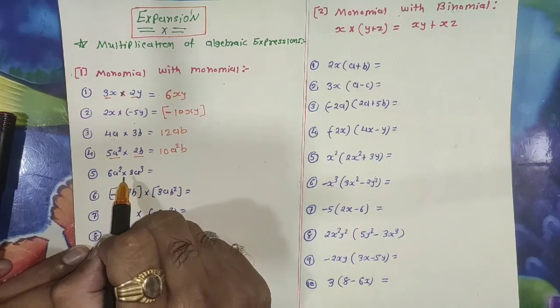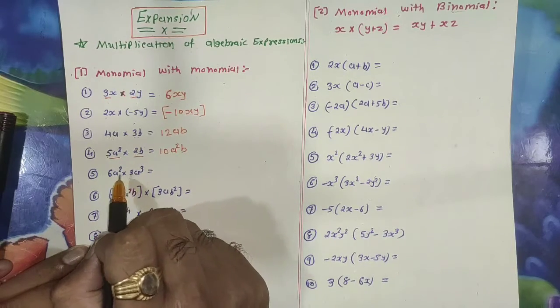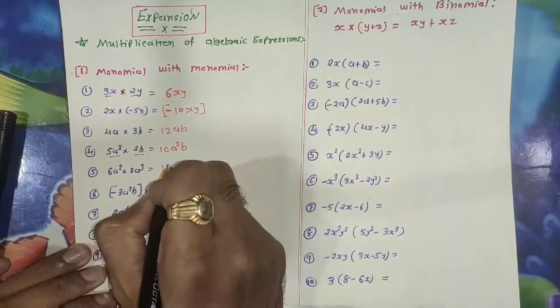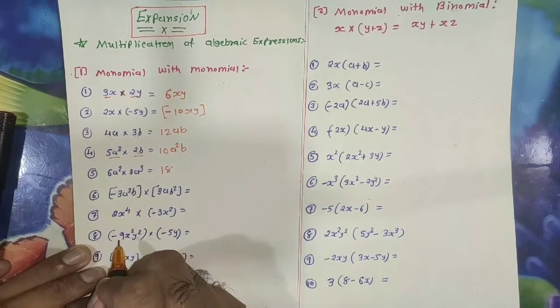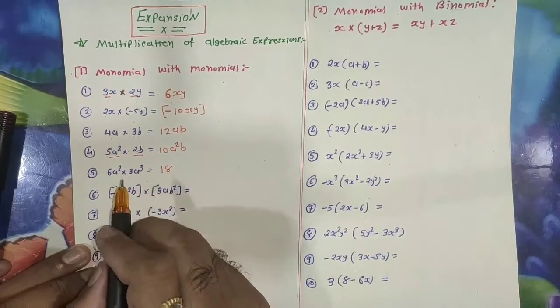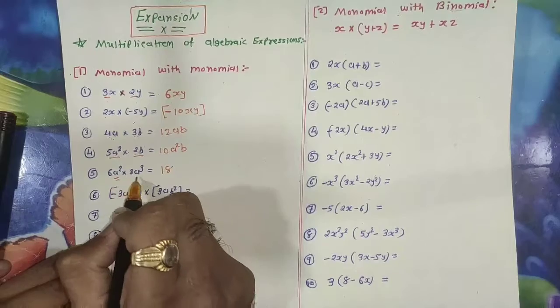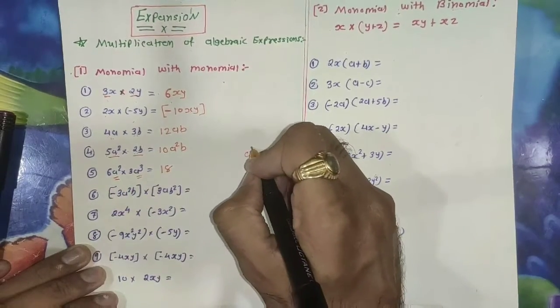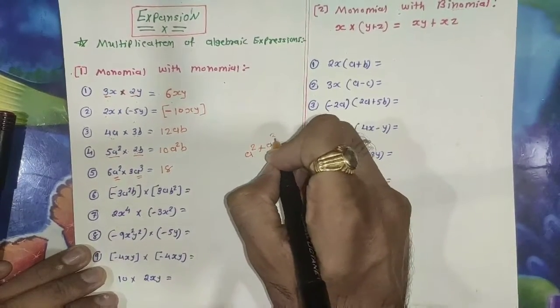So for that, first you have to multiply its coefficients, which are 3 and 6. So 6 3s are 18. Now here you have to consider the multiplication of these variables, which are nothing but a square into a cube. A square multiplied by a cube.